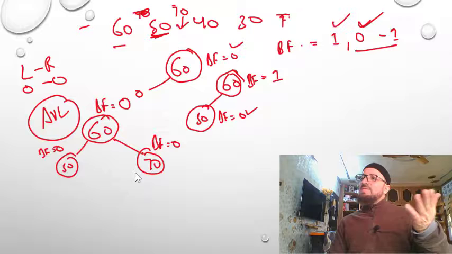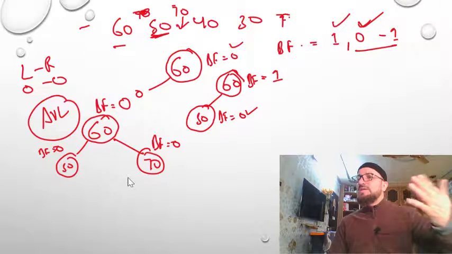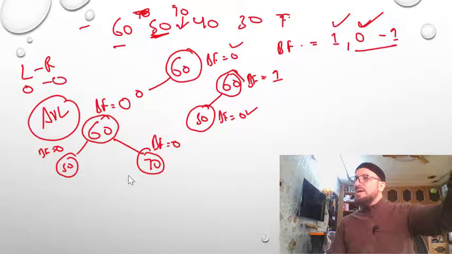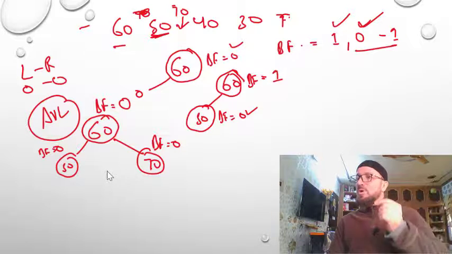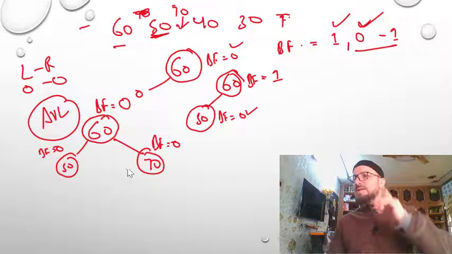An AVL tree is also a binary search tree, and a binary search tree is also a binary tree. I told you yesterday that an AVL tree is nothing but a binary search tree, and a binary search tree is nothing but a binary tree. The only thing is that the AVL tree is the height balanced binary search tree.